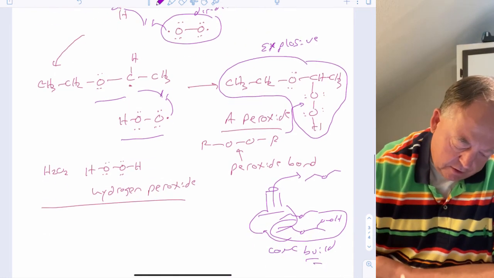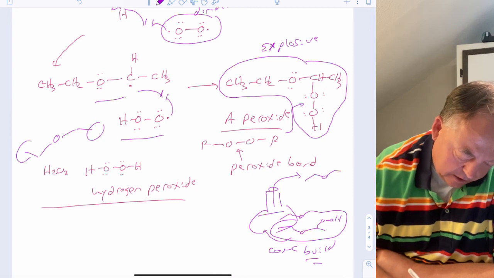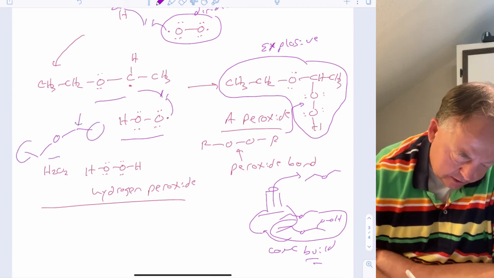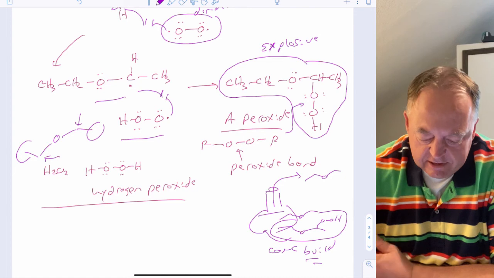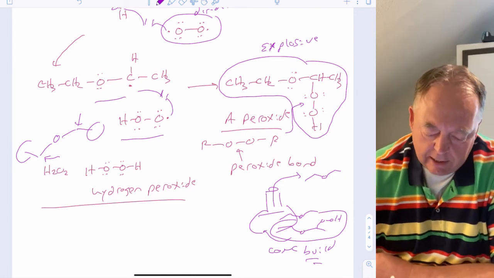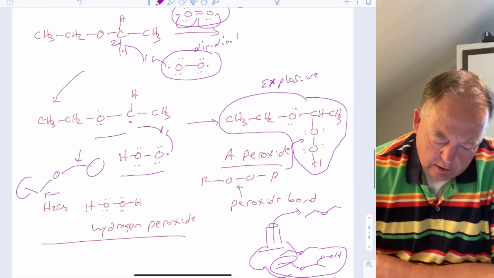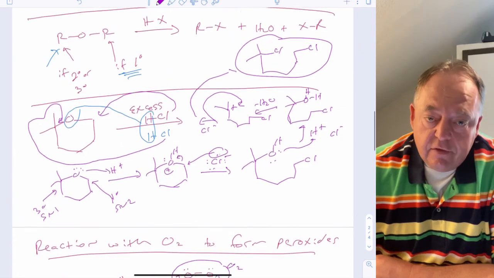So any ether, it doesn't matter how many carbons are attached, but the position next to the oxygen in the ether is susceptible to oxidation to make a peroxide, and then that's where the lab hazard comes into play. Okay, so that's it for the reactions of ethers that you have to know.